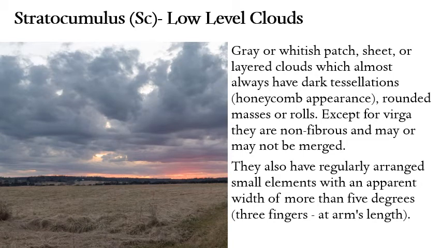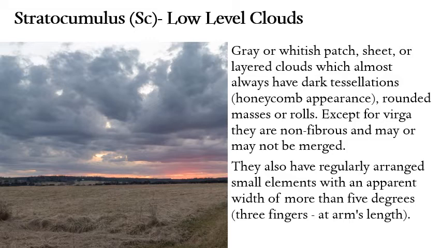Let's continue and talk about the low-level clouds, starting from the Stratocumulus cloud, meteorological code SC. As seen in the picture, this is a gray or whitish patch or sheet of layered clouds which almost always has dark tessellations or a honeycomb appearance. It has rounded masses or rolls, except for virga, and they may or may not be merged.